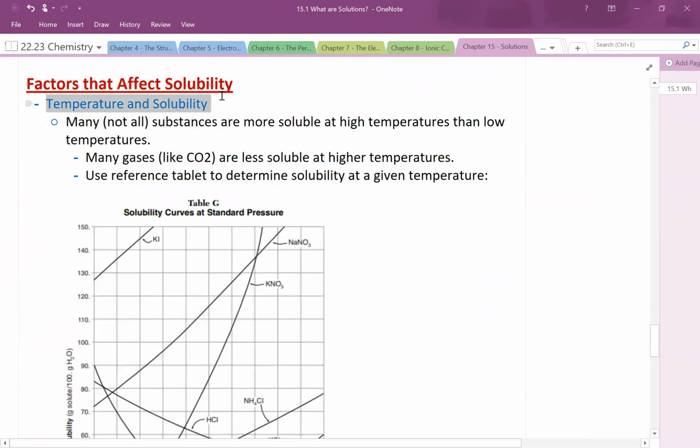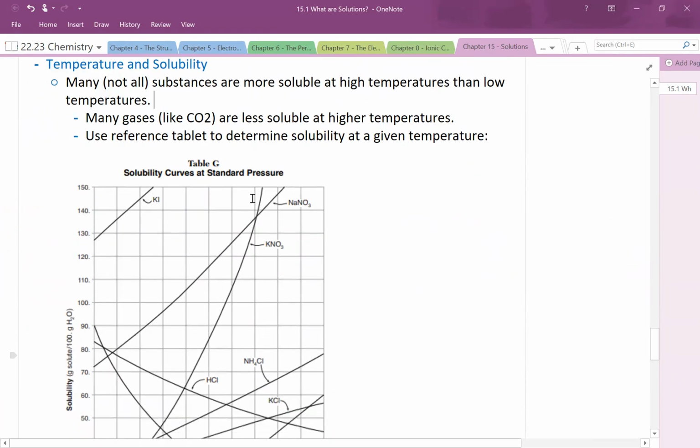So let's talk about the last factor for 15.1, the factors that affect solubility. First, we're going to discuss temperature and solubility. Many substances, of course not all, but many substances are more soluble at high temperatures than at low temperatures. This is why we want to put sugar in our coffee when it's hot, not when it's cold, because it's easier to dissolve the sugar.